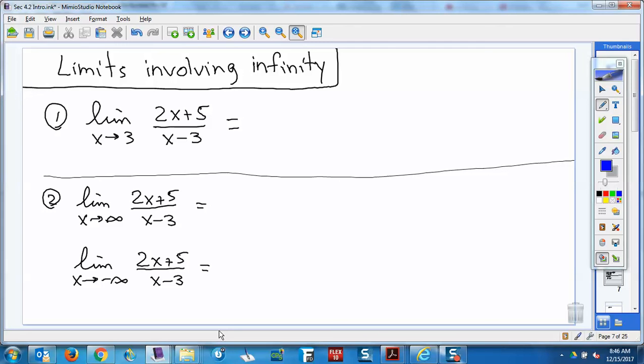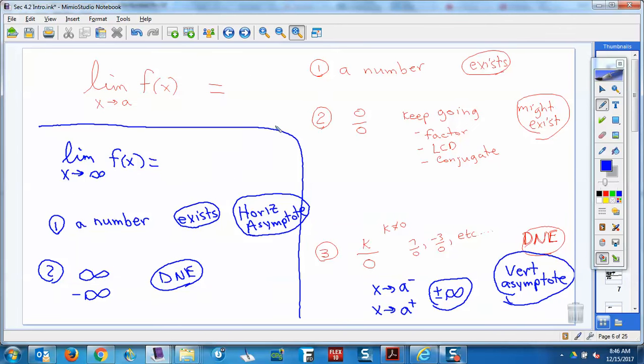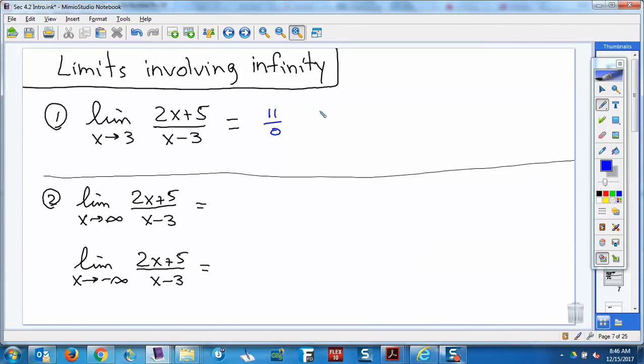All right, so on the first one, you're going to start out by doing what? Plugging in a 3, direct substitution. So we plug in a 3 and we get 11 over 0, which does not exist. It's going to be a vertical asymptote.